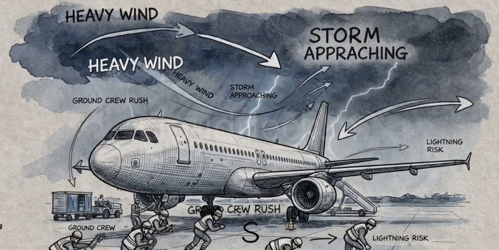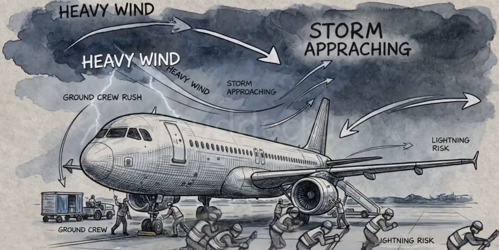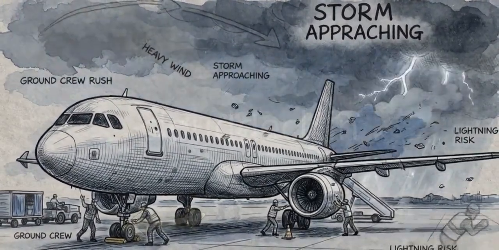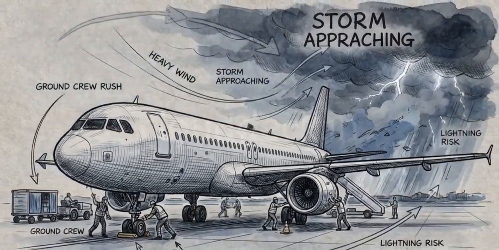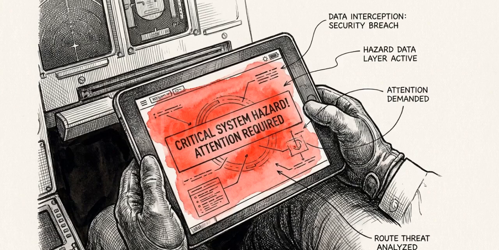The final layer of the architecture handles the most dynamic variables. Notices to air missions, or NOTAMs, are issued exclusively for short-notice, time-critical hazards. If a runway is unexpectedly closed for emergency maintenance, or a critical navigation beacon suddenly fails, that information moves through the NOTAM system to intercept pilots during pre-flight or en route planning.